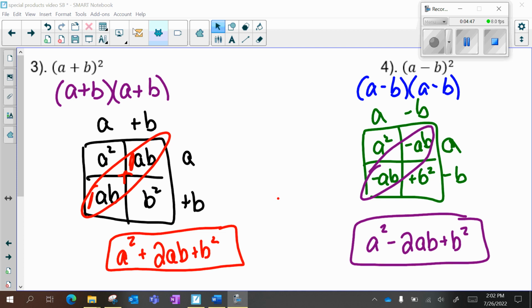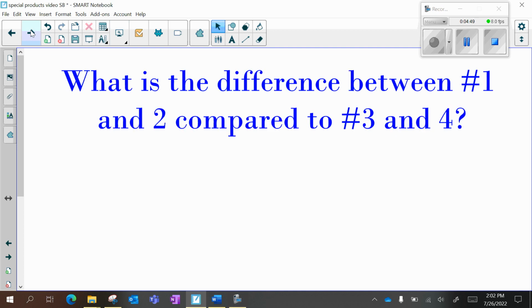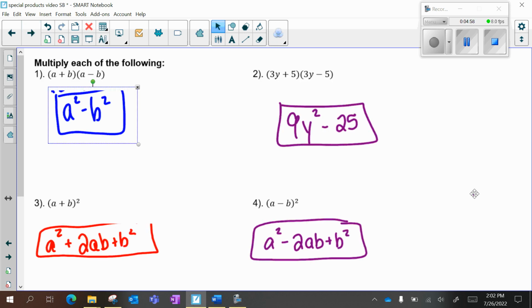So now there is a question where I'm asking you to compare the difference between numbers 1 and 2 compared to numbers 3 and 4. So let's take a look at all of them together. You should have this on your paper as well, so you should be able to follow along. Take a minute, look at it, see if you can come up with the difference between them before I recap what's happening.